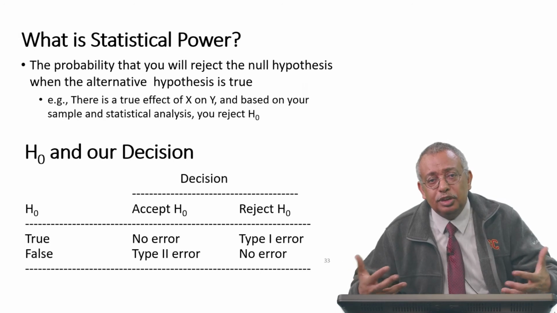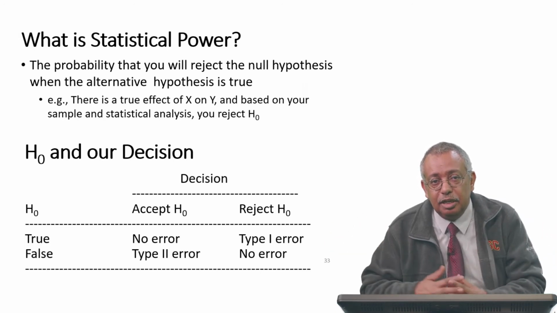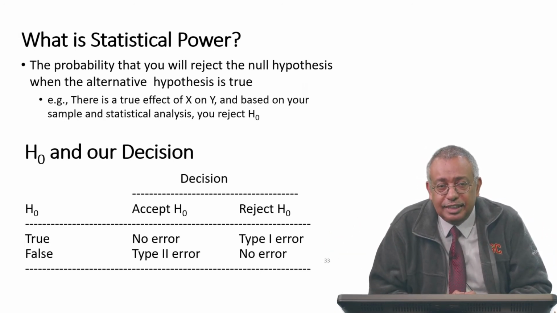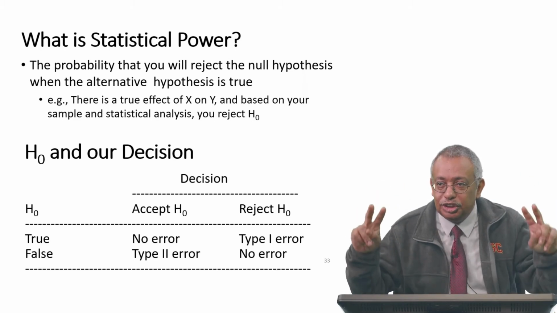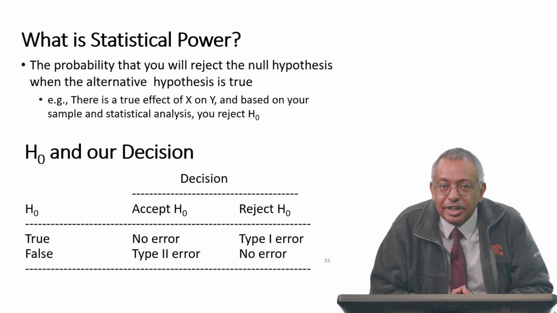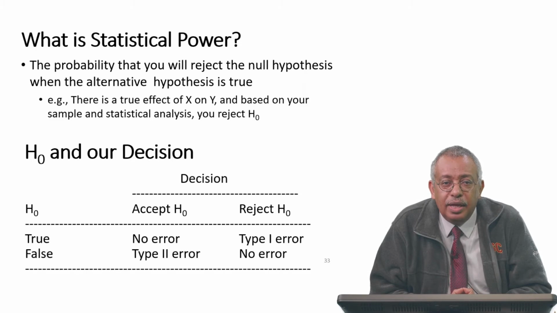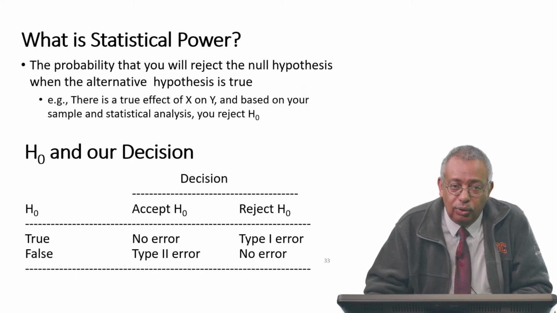So let's go back to this issue about what is statistical power. Statistical power, as I said earlier, is the probability or the likelihood that you will reject the null hypothesis, where we usually say there is no change or there is no effect, when the alternative hypothesis is true. So there is a true effect of X on Y, and based on your sample and statistical analysis, you actually reject the null hypothesis.